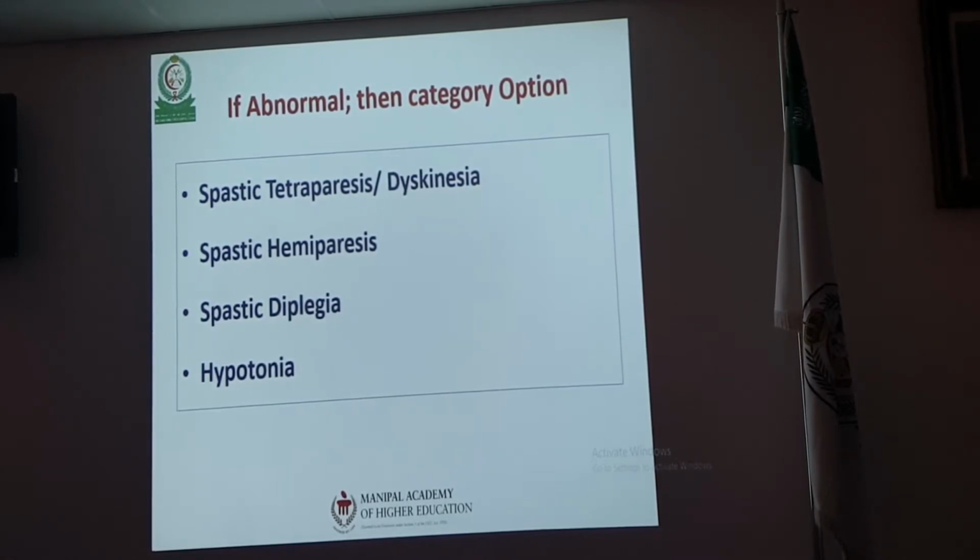Now this category of abnormality gives you the category to choose. You can choose spastic tetraparesis or dyskinesia. You can choose spastic hemiparesis. You can choose spastic diplegia, or you will choose hypotonia. So these are the 4 categories you can classify a child. All of you clear? Anyone has any questions?